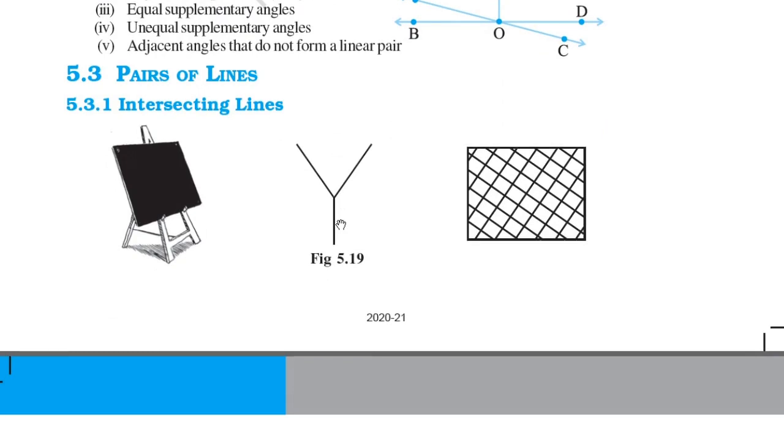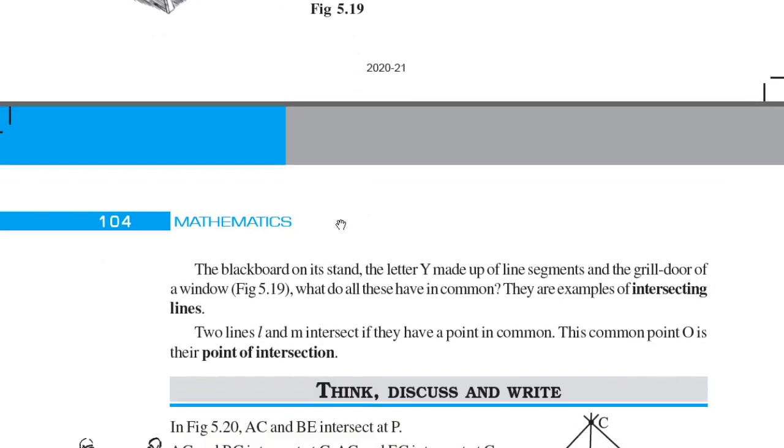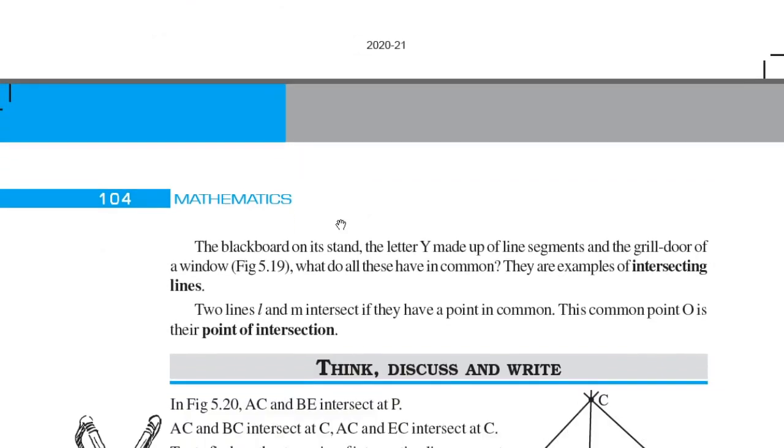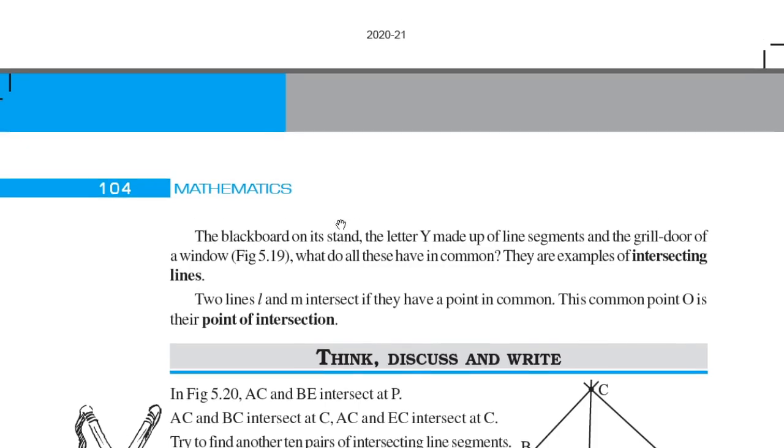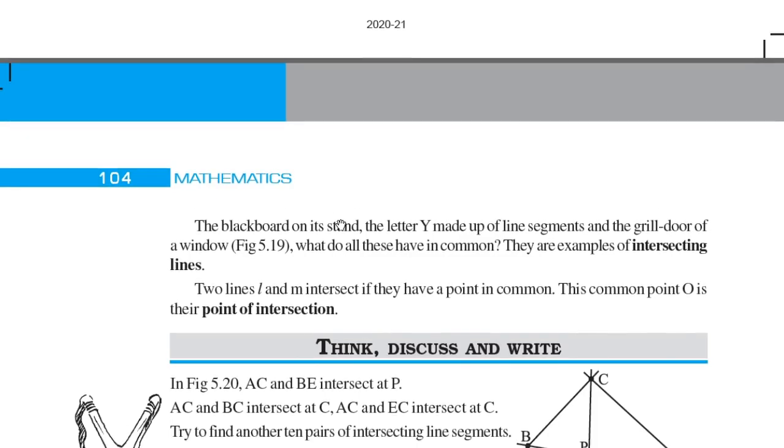So you can see intersecting lines. The blackboard on the stand, the letter Y made up of line segments, and the grilled door of a window. What do all these have in common? They are examples of intersecting lines.